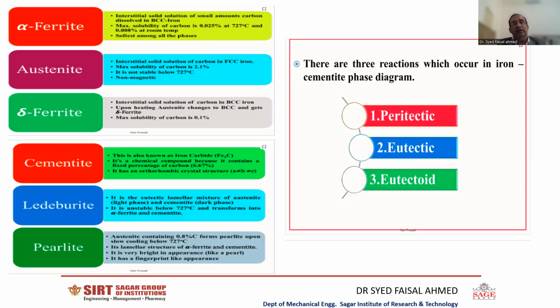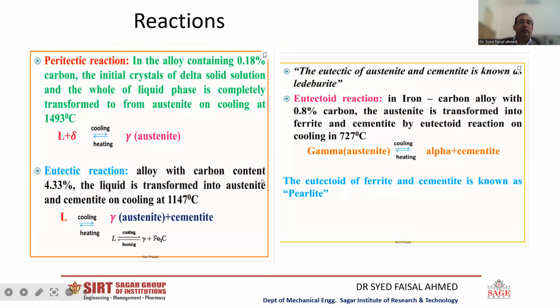So these are the characteristics and properties of various types of iron, carbon, and phases like pearlite, cementite, ledeburite, and austenite. Now see, these are the reactions which take place during these phase transformations. Peritectic reaction: in the alloy containing 0.18% carbon, the initial crystals of delta solid solution and the whole of the liquid phase are completely transformed to form austenite on cooling at 1490 degrees centigrade. That is, liquid iron plus delta on cooling gives gamma austenite.